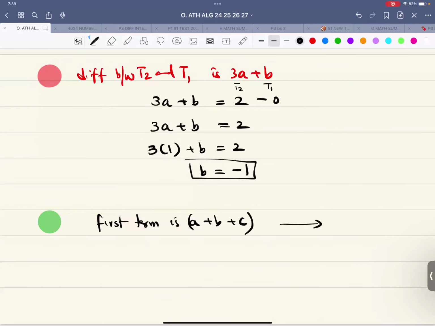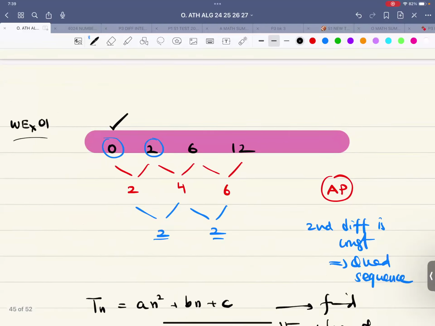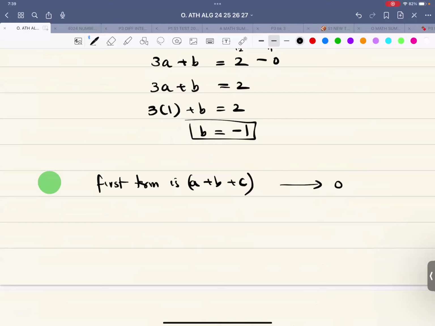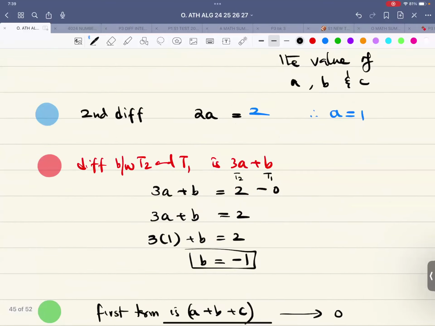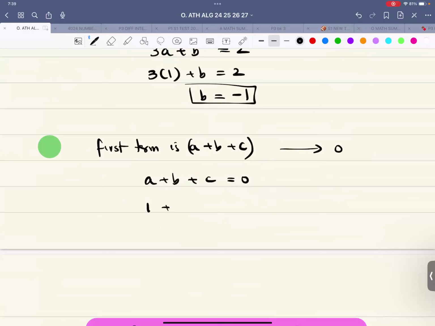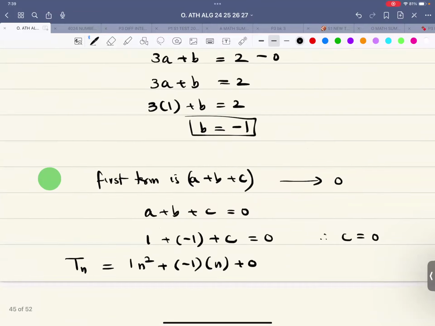And this first term equals to what? This first term equals to 0. So therefore, A plus B plus C equals to 0. What is A? 1. What is B? -1. What is C? What is this thing? 0. Therefore, coincidentally, C comes out to be 0. Therefore, what is Tn? That is 1n square, and this is -1n plus C, which is 0.